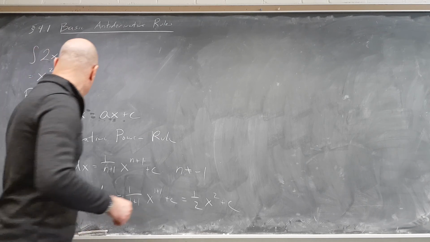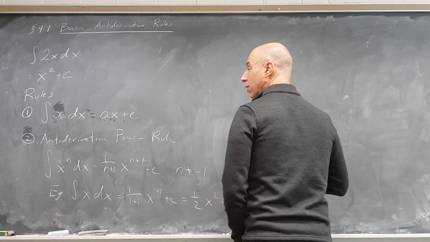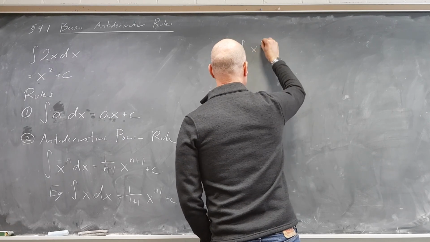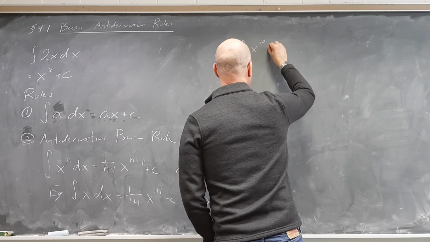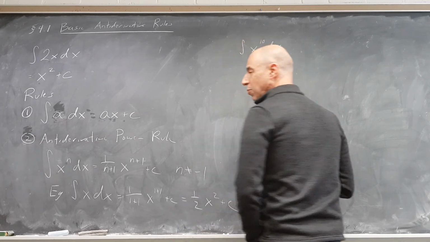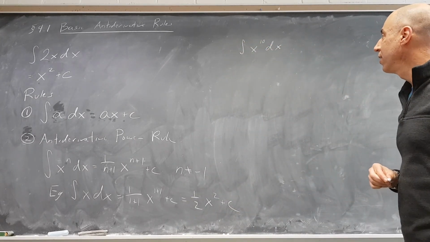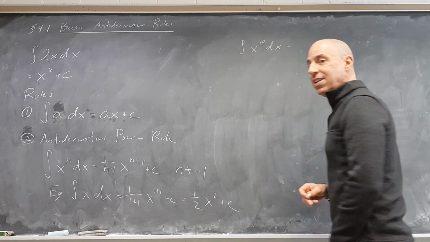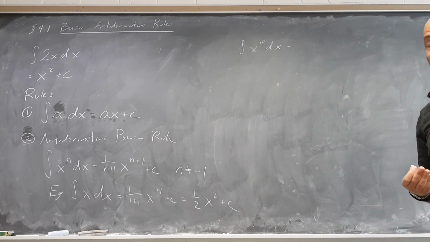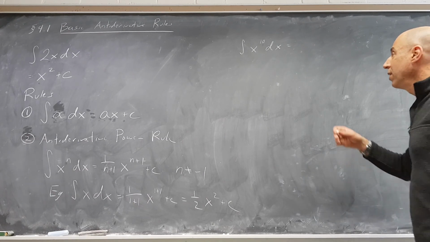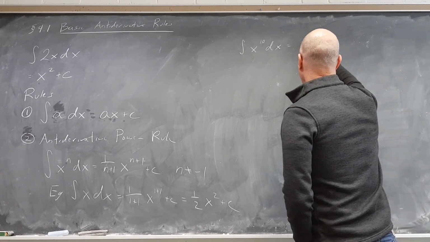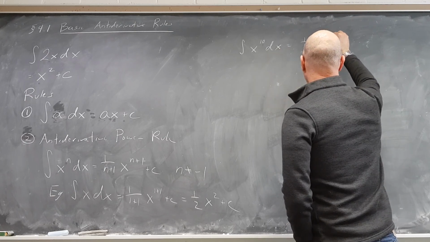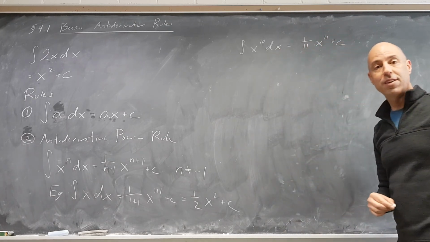Let's just do one more using the antiderivative power rule. Let's take the antiderivative of x to the 10th. Here n is equal to 10. Take a moment and finish that problem. You can always pause the video when you want to do a problem. This is going to be 1 over 10 plus 1 x to the 10 plus 1 plus a constant.